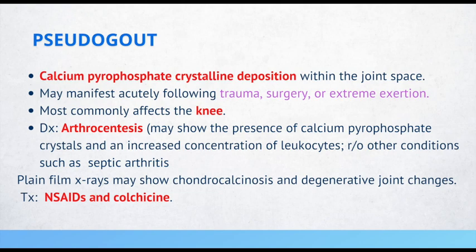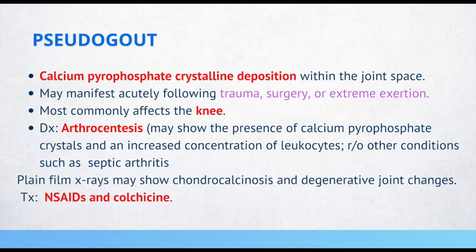To diagnose this condition, you need to do an arthrocentesis. This may show the presence of calcium pyrophosphate crystals and an increased concentration of leukocytes. Doing an arthrocentesis also rules out other conditions such as septic arthritis. Plain film X-rays may show chondrocalcinosis and degenerative joint changes. In order to treat these patients, you want to give them NSAIDs and colchicine.